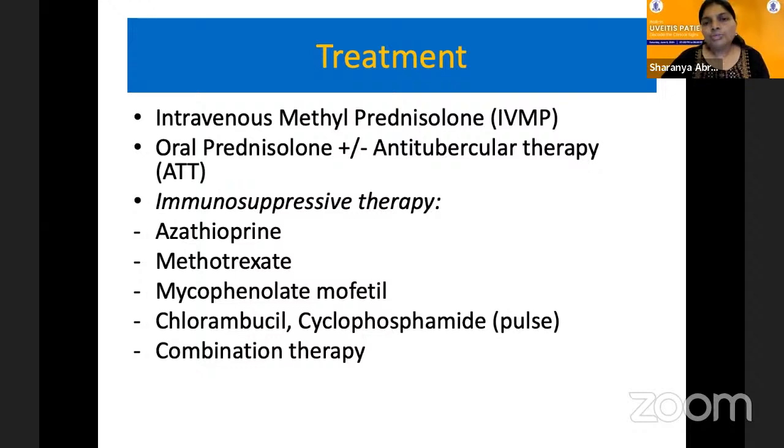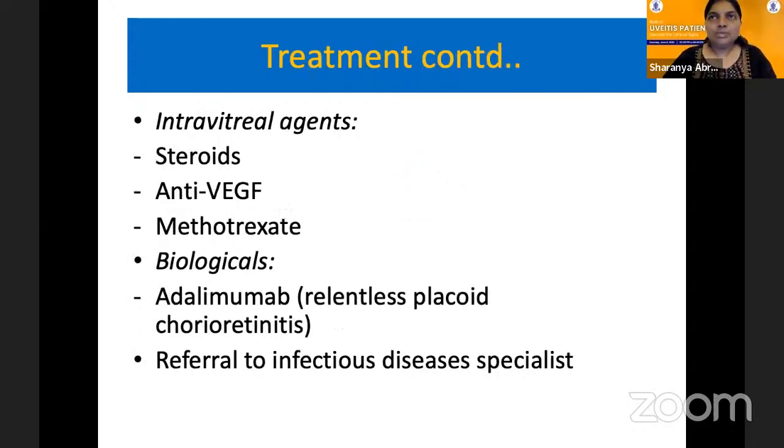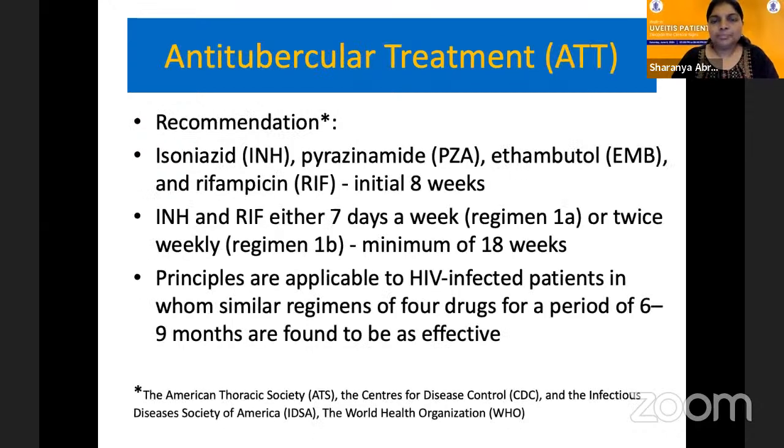The commonly used immunosuppressives that we use are azathioprine, methotrexate, and mycophenolate mofetil. They can be used either as single agents or in combination. Sometimes intravitreal steroids may be given, and anti-VEGFs may be given when there is a CNVM. In relentless placoid chorioretinitis, adalimumab may be tried. Always refer appropriately to an infectious disease specialist if any infectious cause is identified.